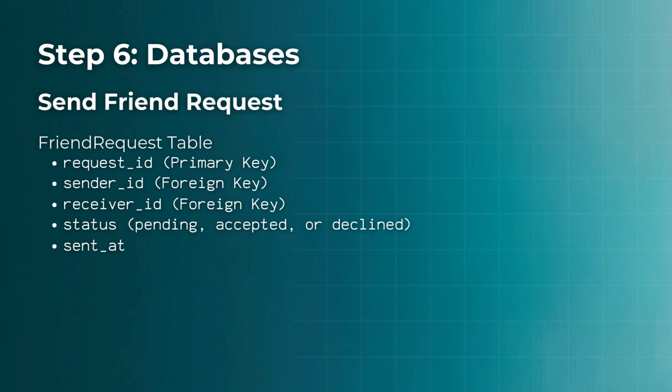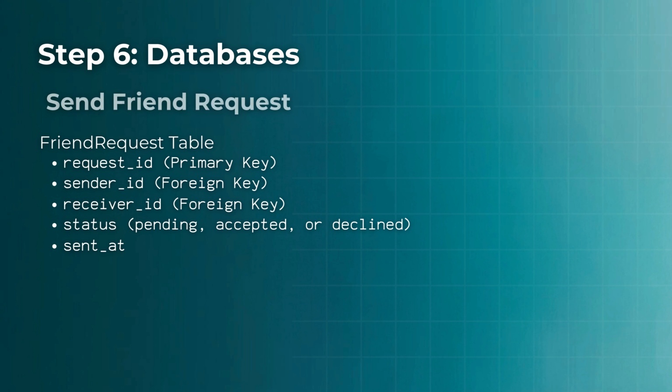This table gives us a clear and efficient way to handle friend requests, track their status, and ensure everything is logged properly. It's straightforward but super effective for building a feature that users rely on to connect with others.